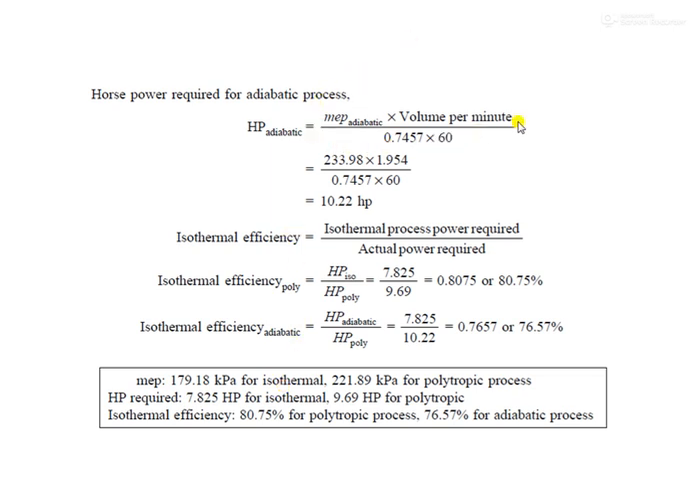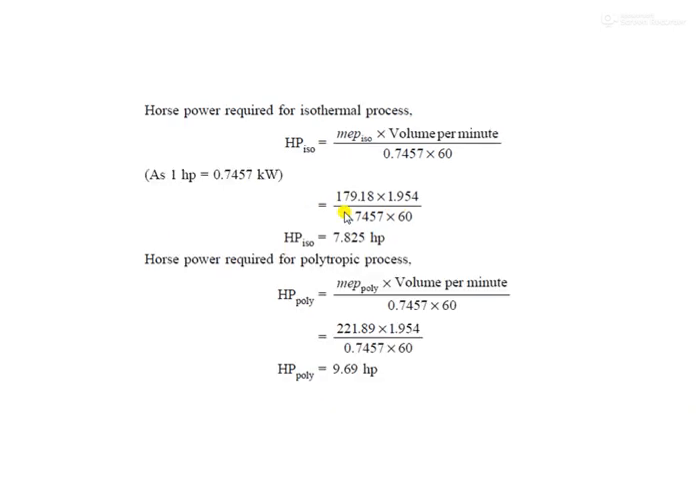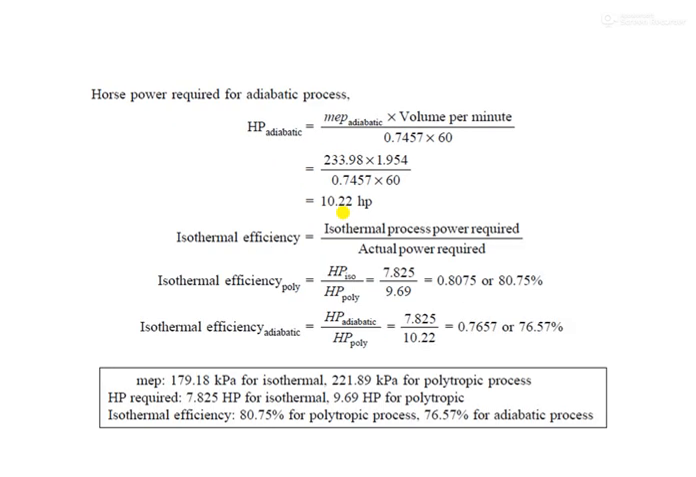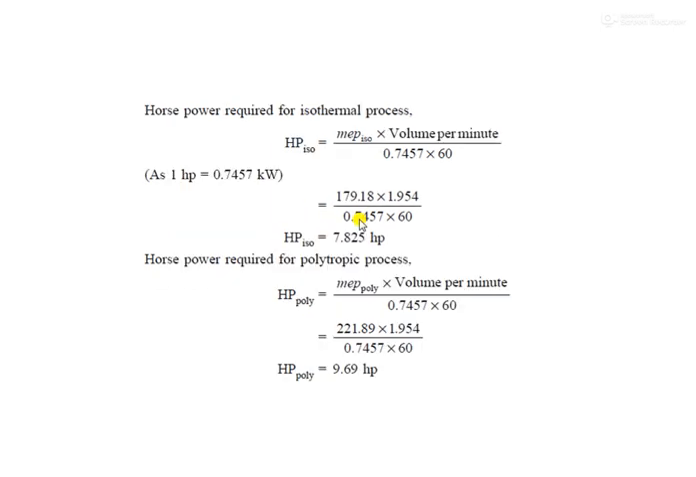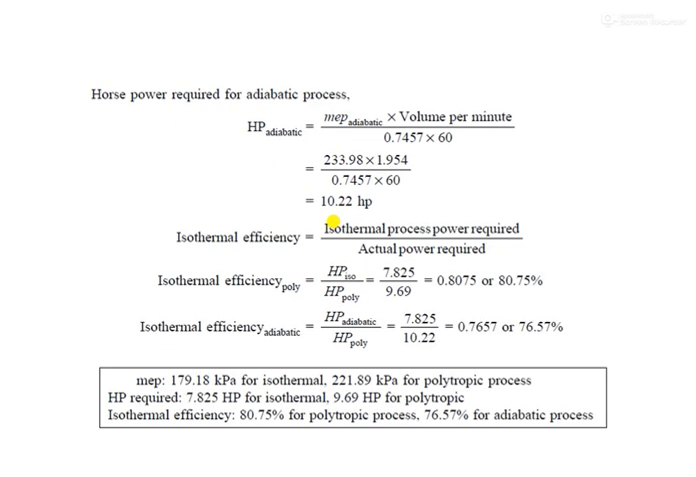And in case of adiabatic, similarly we can find out the horsepower required for adiabatic process. It comes out to be 10.22. So we can see the maximum horsepower requirement is in the case of adiabatic process, that is 10.22, and the minimum horsepower requirement is in the case of isothermal, 7.825. And as we discussed in the previous lecture, the work requirement in case of isothermal process is minimum. So this also illustrates that same statement.